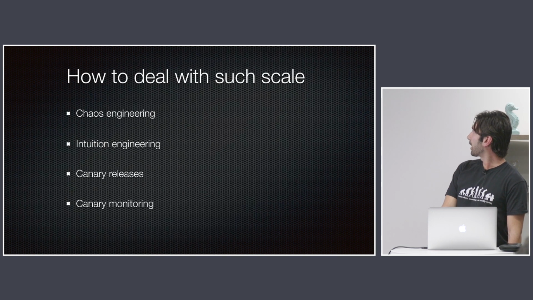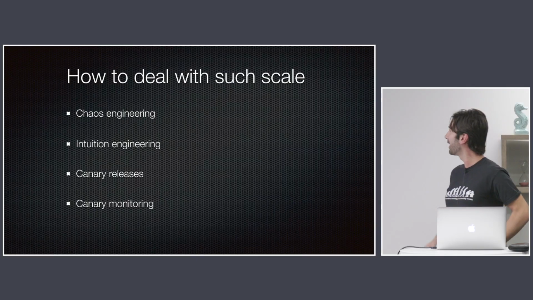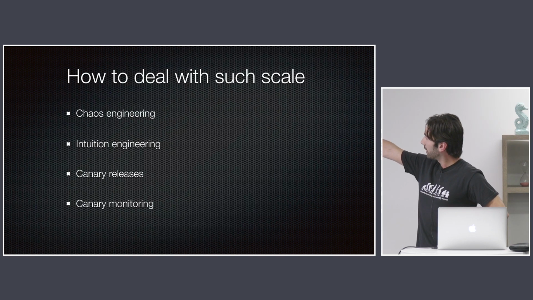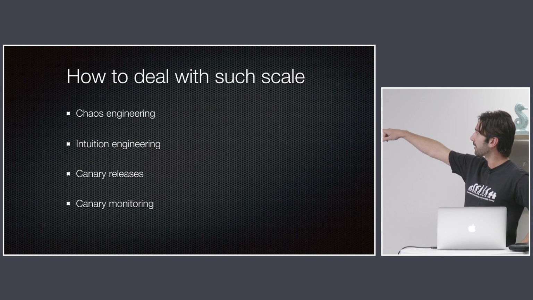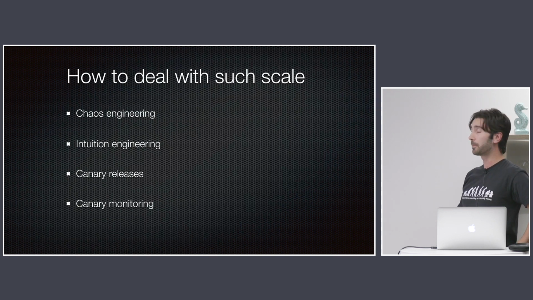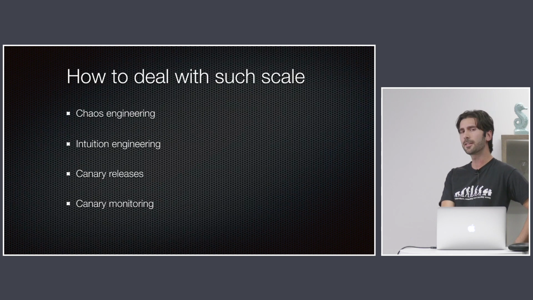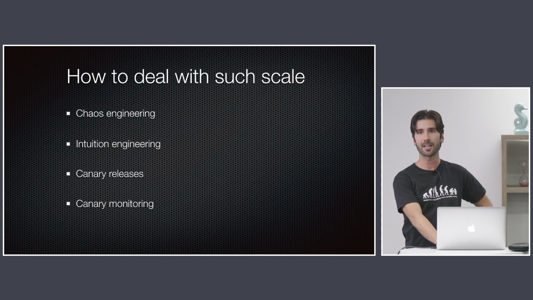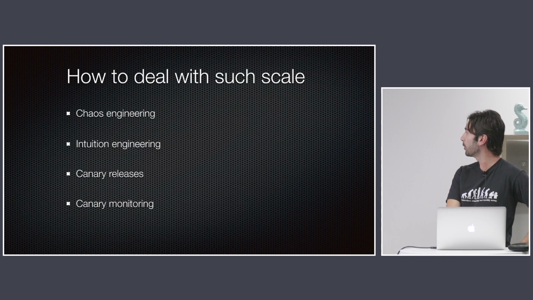So how can we deal with such scale? And this is where things start getting interesting. There are many ways, obviously, but I chose these 4 because they're kind of relevant to our favorite technology, hopefully in this room, the JVM. Reason being, chaos engineering and intuition engineering, it's something that Netflix kind of invented, and they heavily use Java. Canary releases, again, this is not something Netflix invented, but I got a few nice examples from their blog. And Canary Monitoring, this is something that, if you Google this, it's not easy to find a definition, but we'll get to that later.